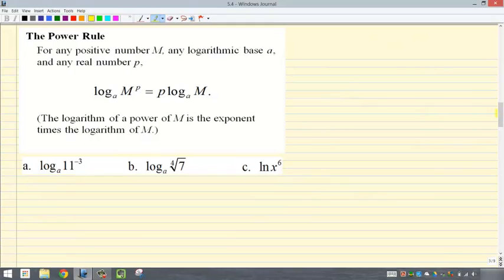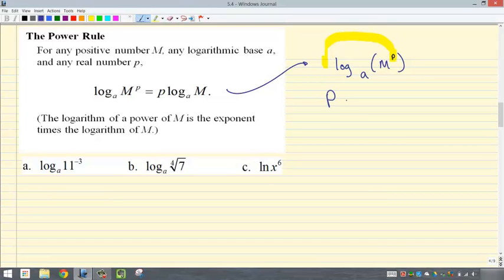The third rule is called the power rule, and this one's pretty simple. It involves a log with an exponent, and again, I wish they would rewrite this. So we'll write it up here. Log base a of m to the p power. And what you're going to do is when you have a log and an exponent on the thing you're taking the log of, you can take this exponent and drop it down in front. So this will become p times log base a of m. So this is kind of a simple rule.